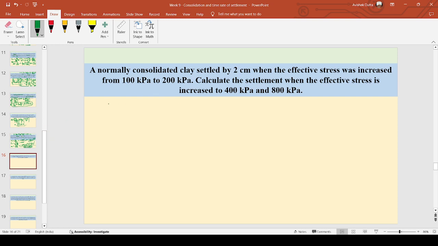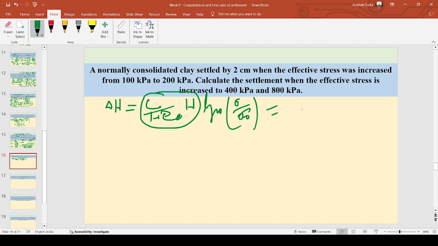See, as I mentioned, del h or rho, whatever, is Cc divided by 1 plus e0, into h, log to the base 10 sigma by sigma 0. Now, Cc by 1 plus e0 into h, if this is taken as constant, it will be k into log to the base 10 sigma by sigma 0, isn't it? Now what is the value of k?